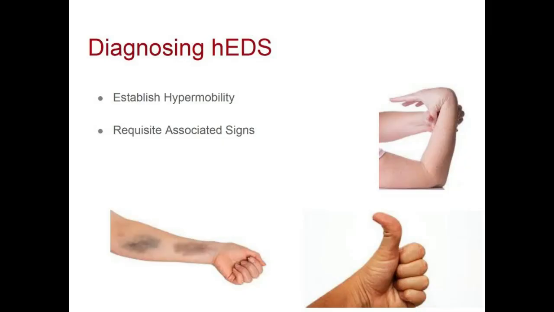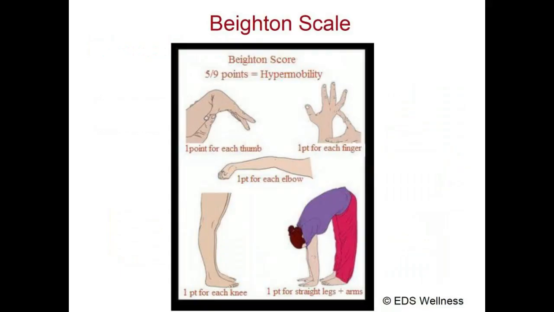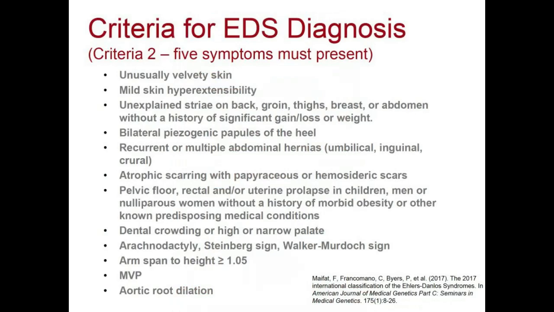If you can hyperextend your elbows or hyperextend your knees, and if you can do palms to floor with knees together and legs erect, then you have 9 points. If you have 5 out of 9, you're considered hypermobile. And if you have 5 of these criteria, then you would segue from hypermobile spectrum disorder into Ehlers-Danlos.